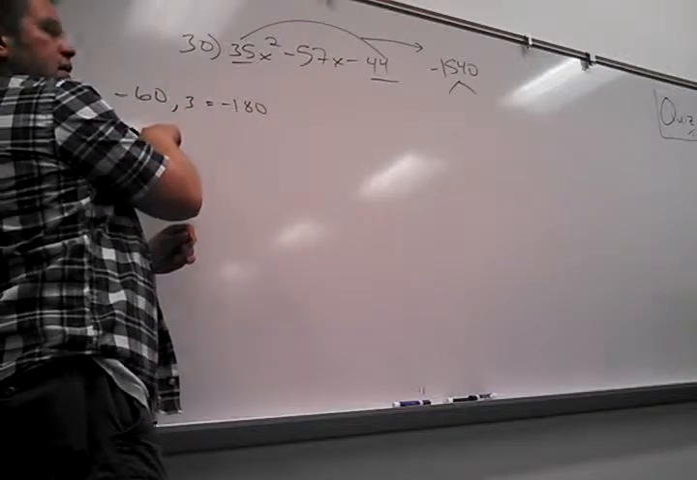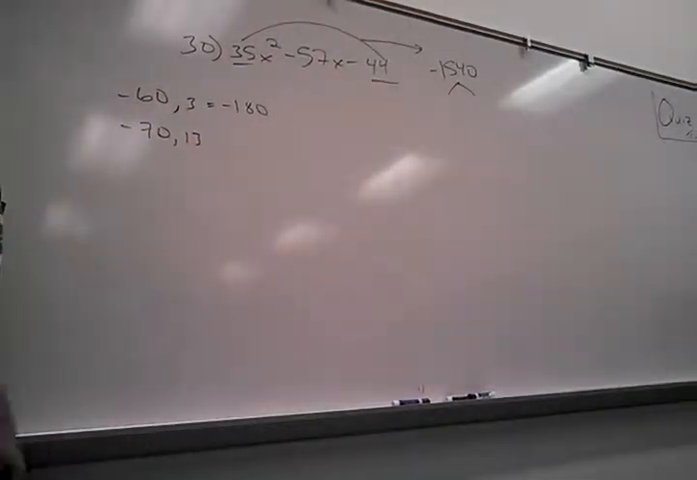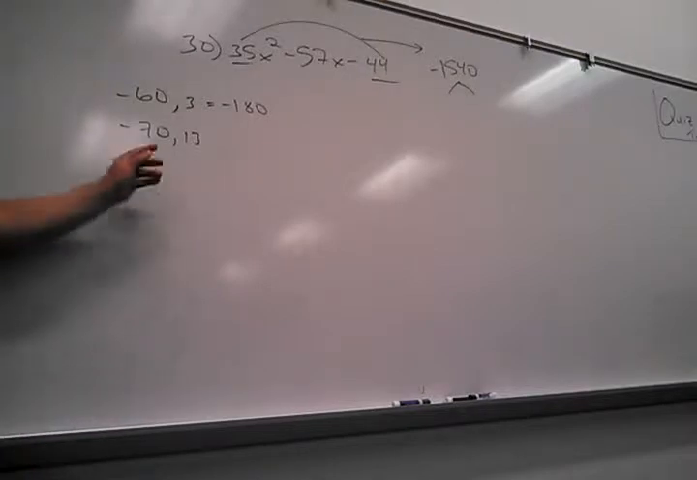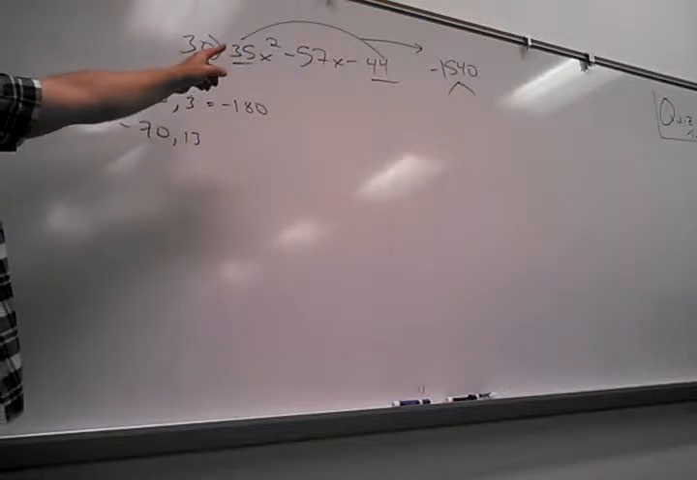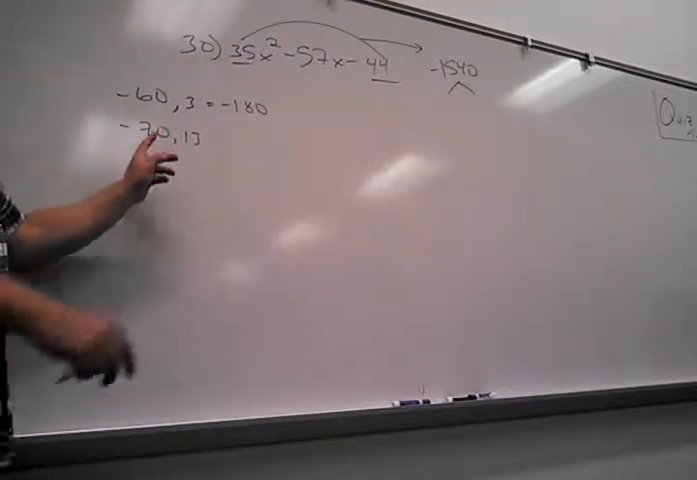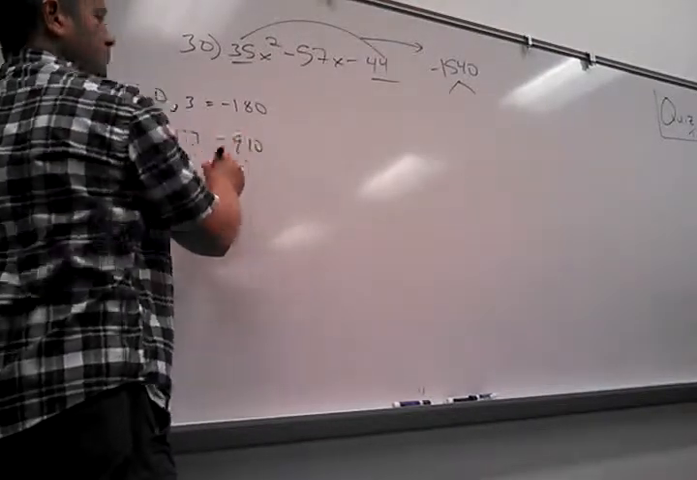So then where can I go from there? I can go up by 10 maybe. Negative 70 and 13. You guys kind of with me? That still makes negative 57 when you add those together. Okay, but what's negative 70 times 13? Yeah, I'm getting closer now, right?